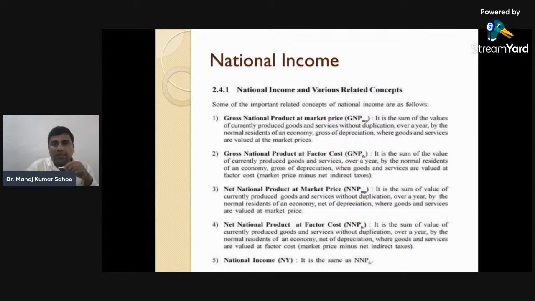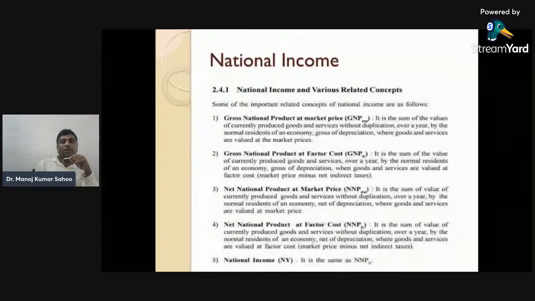Now the last topic of today's class is the national income concept. National income basically involves the indicators or elements such as gross national product and gross domestic product. Gross national product also has two types: gross national product at market price and gross national product at factor cost. Similarly, GDP at market price and GDP at factor cost.